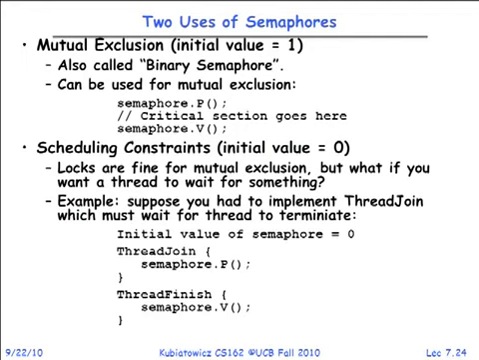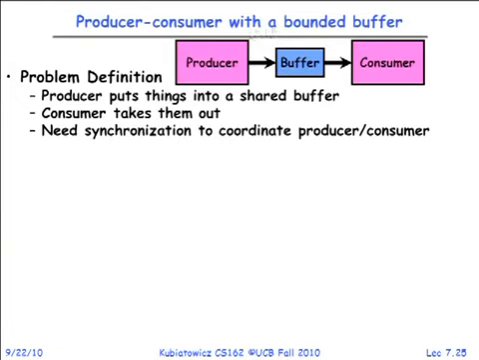So let's go through an interesting example of the producer-consumer with bounded buffer. Here we go. The producer is going to produce things and put them in the buffer. Then the consumer is going to consume things by taking them out of the buffer. Now, what we need is synchronization to coordinate the producer and the consumer. Why do we need synchronization? Otherwise, the producer can fill up the buffer and lose things.